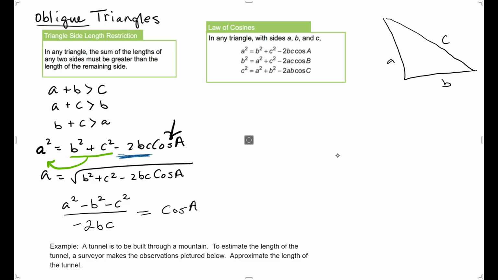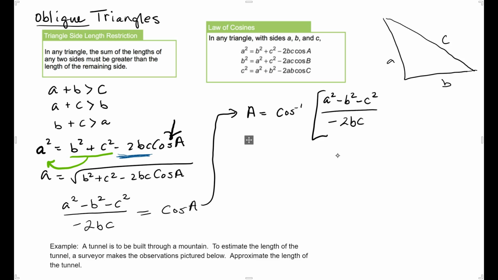But that's the cosine of the angle. That is not the angle itself. So let's come back up over here and talk about what the angle A then looks like. Well, A will equal the cosine inverse of A squared minus B squared minus C squared, all divided by negative 2BC. So that little cosine to the negative 1 on your calculator, you'd have to use it here.